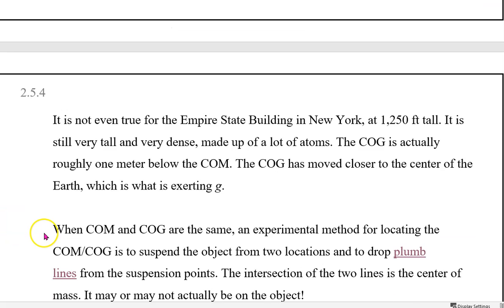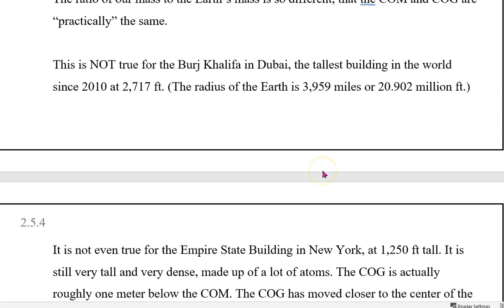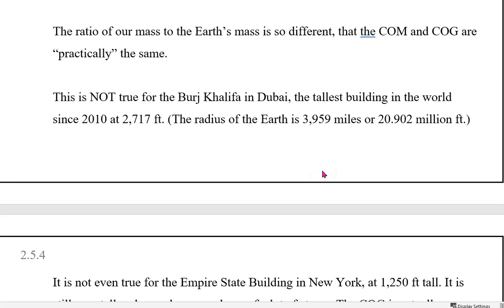It's not even true for the Empire State Building in New York, which is only 1,250 feet tall. It's still very tall and very dense, made up of a lot of atoms. The center of gravity on the Empire State Building is actually 1 meter below the center of mass. In other words, it's off by 3 feet. That's quite a bit for something that's only 1,250 feet tall, compared to the building in Dubai, which is more than double that.